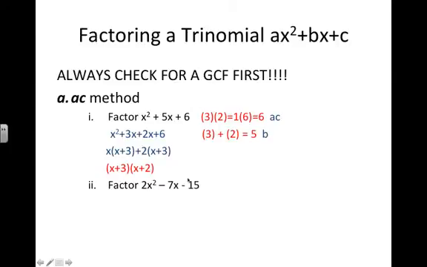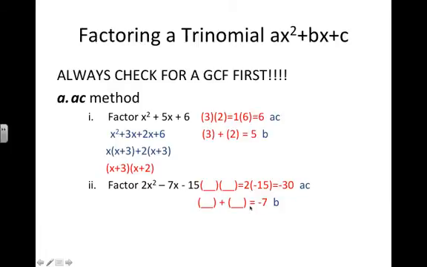Now, we want numbers that multiply to equal AC and add to be b. So the first number and the second number need to multiply to be 2 times negative 15. They need to multiply to be negative 30. And they need to add to be b, so they need to add to be negative 7. So numbers that multiply to negative 30 and add to negative 7.